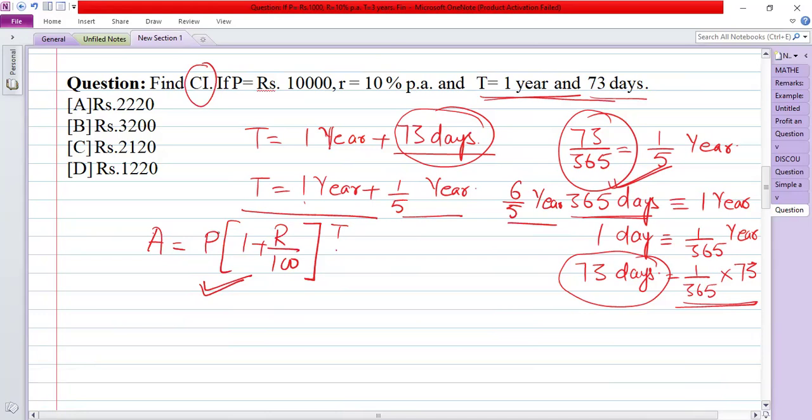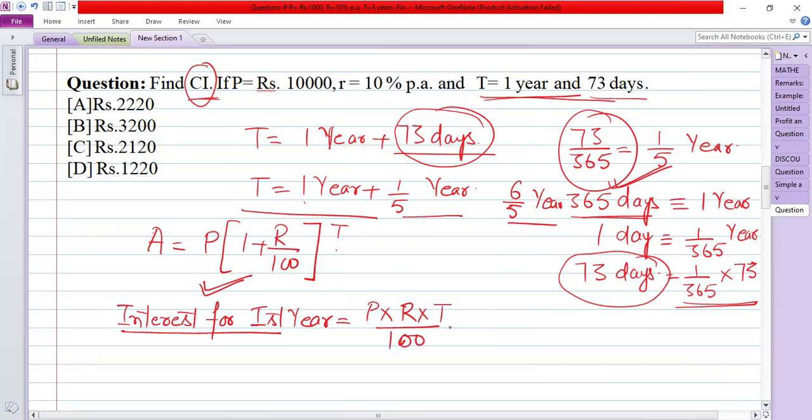So what we do here to calculate this compound interest, first we calculate the interest for the first year. Actually, for the first year, whether it is simple interest or compound interest, it will be the same. So here it will be P into R into T by 100.